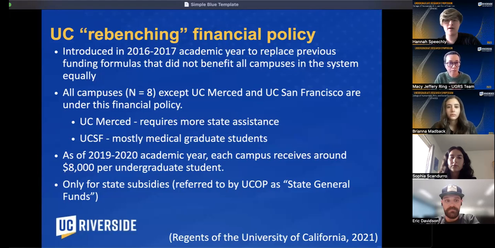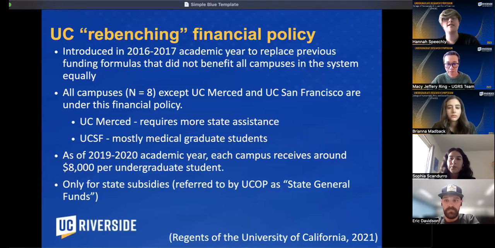So they introduced this policy in an effort to kind of bring everyone up to the same level, but this only applies to state dollars. This is for state funding. It has nothing to do with tuition. If you think about it in two different ways, you have state funding, and then you also have tuition. Those are the two main sources of revenue.